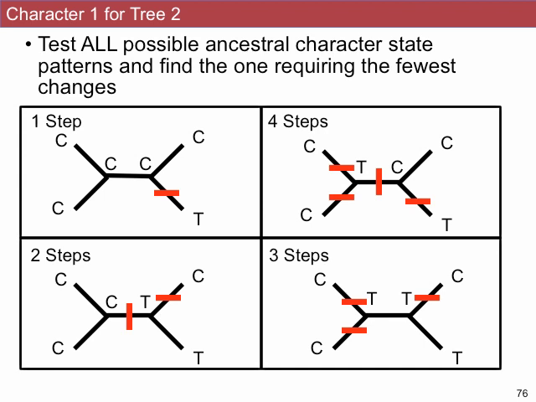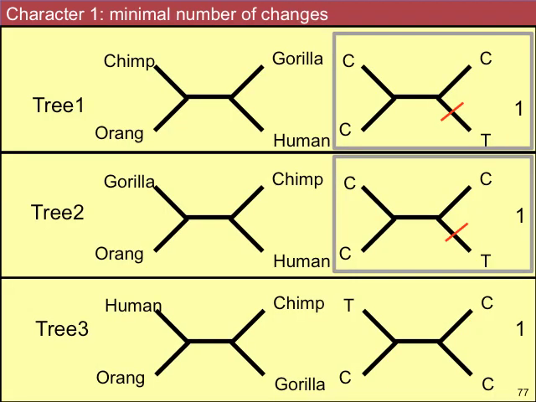So it's painstaking, it's agonizing, but you have to do this exercise for each character for each tree. So now for character 1 on tree 1, the score we give it is 1. That's the minimum number of changes required for that character on that tree. So we give that a score of 1, and now we move on to character 1 on tree 2. Really fun, I know, but you got to learn how to do this.